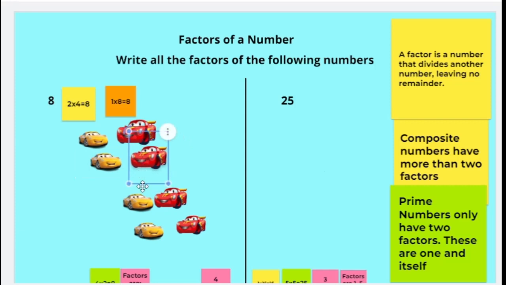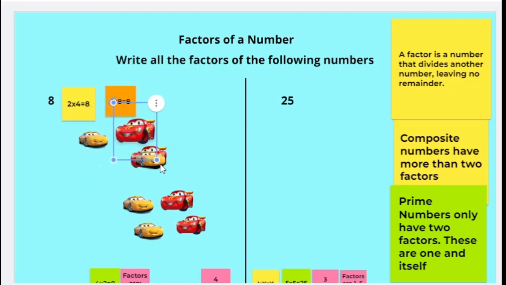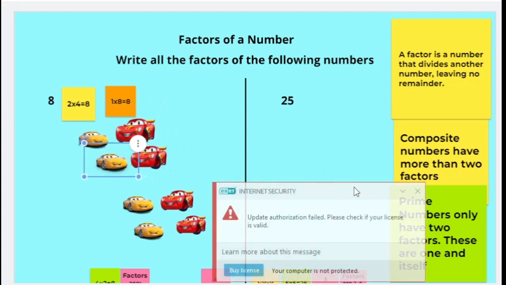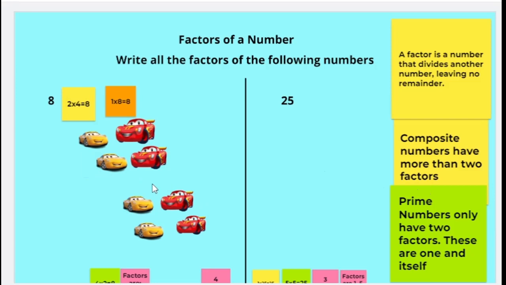How many groups of 4 can we get out of 8? Or 8 divided by 4 will give us how many groups? 2 groups of 4. One group right here, one group of 4 right here. And we have another group of 4 right here. So 8 divided by 4 will give us 2. So 4 times 2 equals 8.